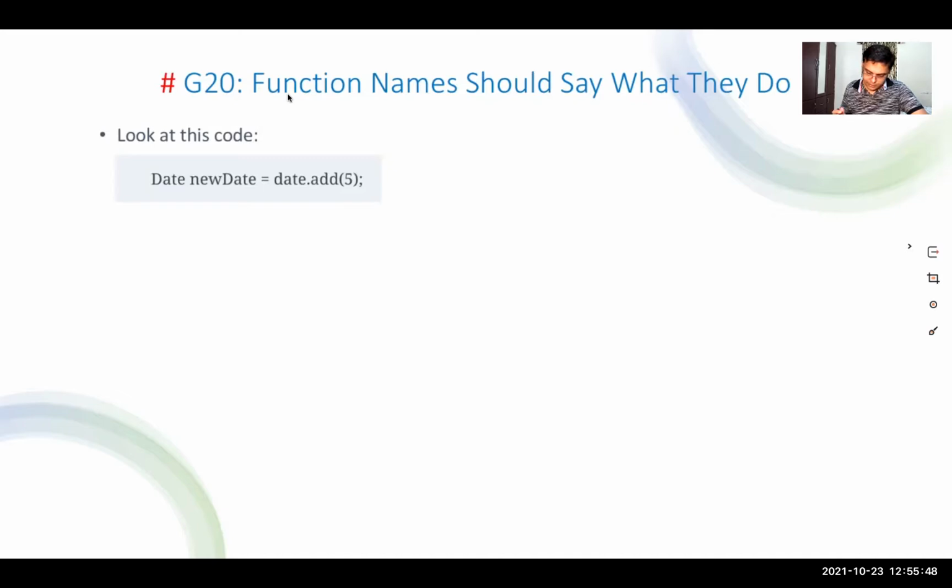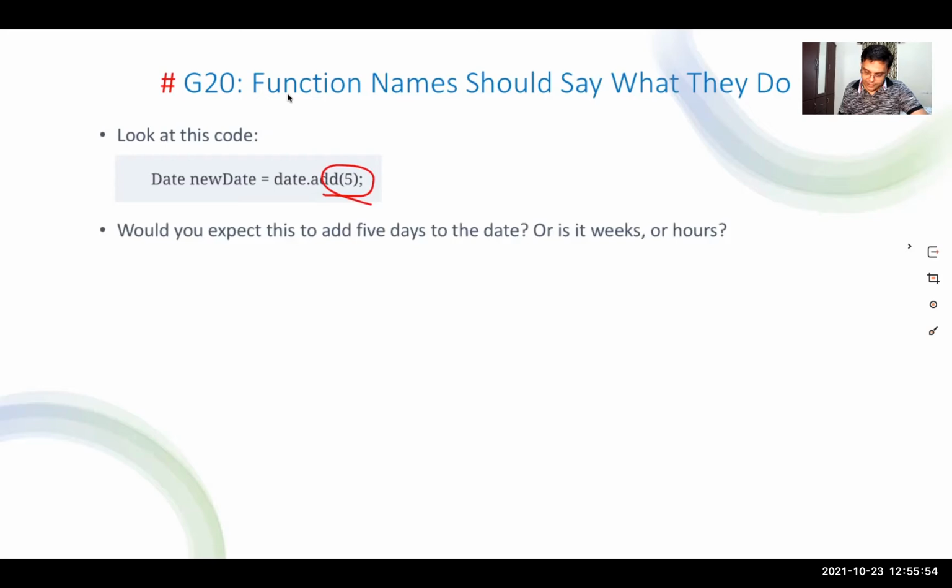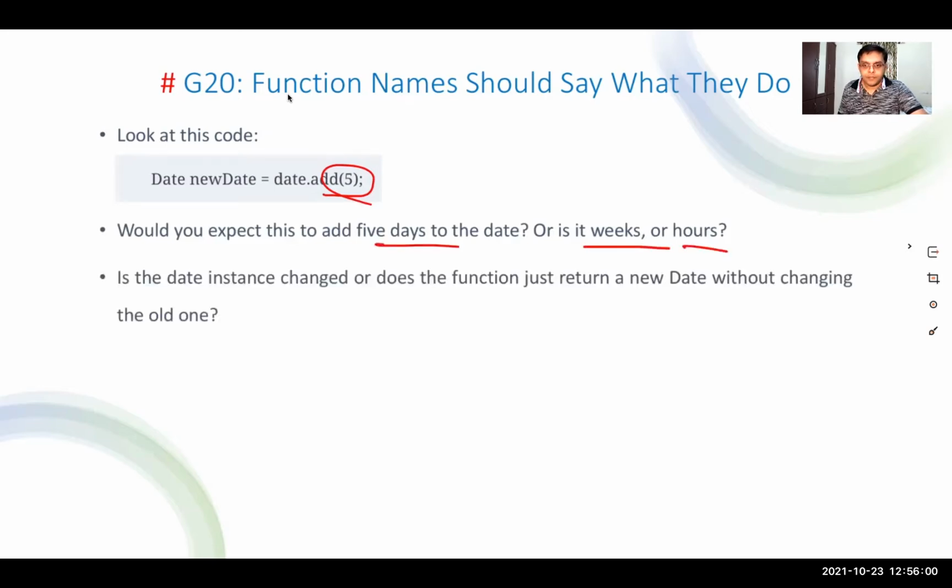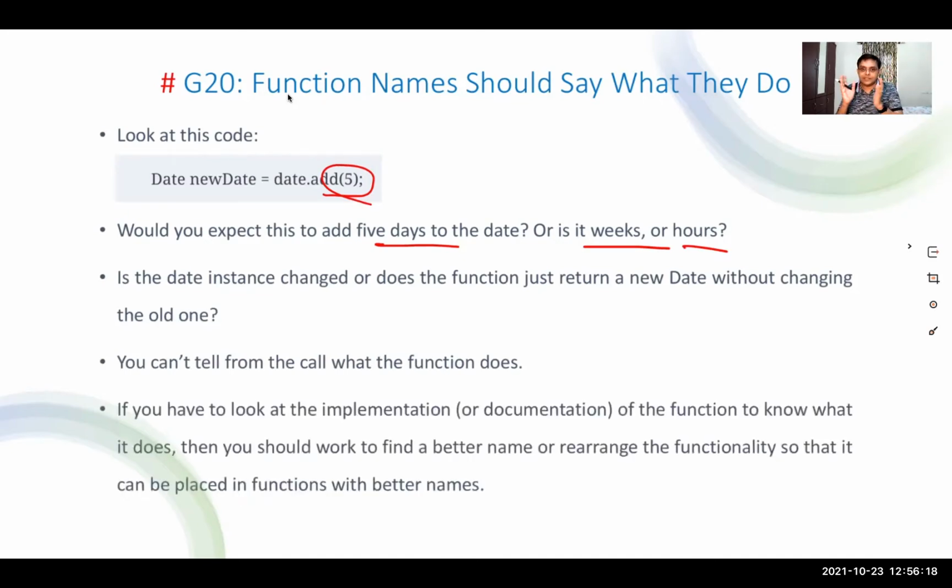Look at this code. This is a date, new date, adding 5. What is it doing? Whether it is adding 5 days, 5 weeks or 5 hours, we don't know. I cannot tell whether this date variable is being modified by adding to it, or whether it is returning a new variable. This doesn't have clarity. You have to make sure that when you look into the implementation of that function, we should know what it does.